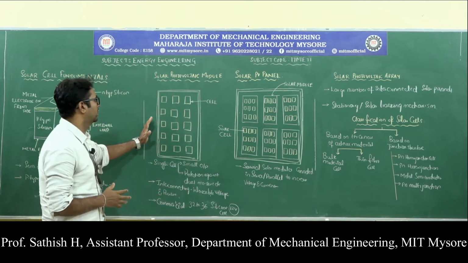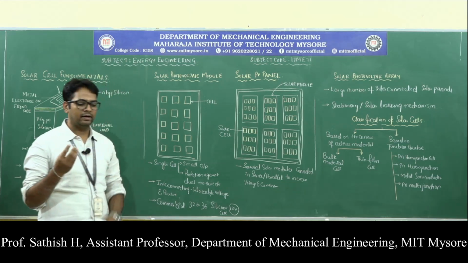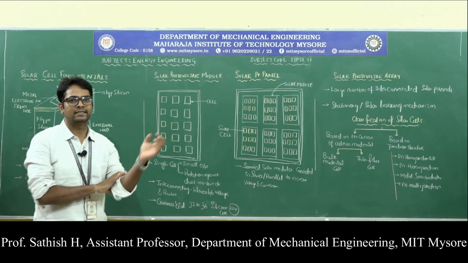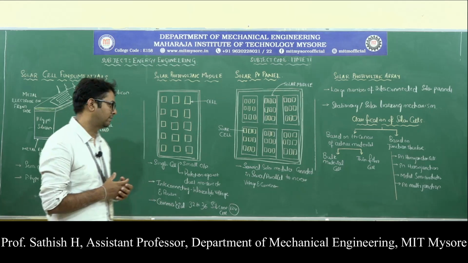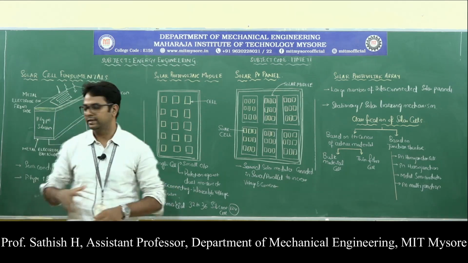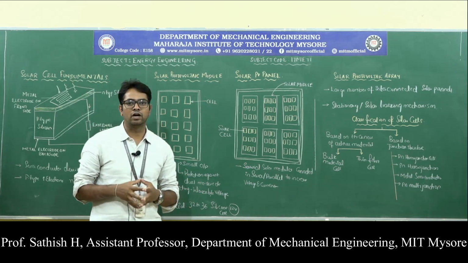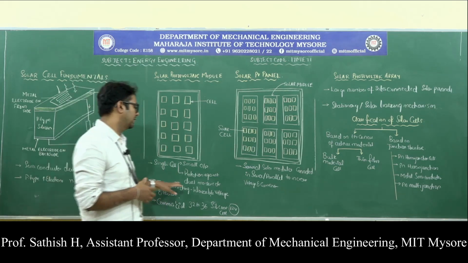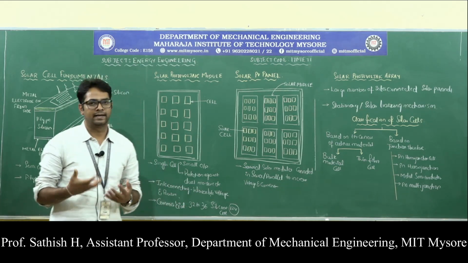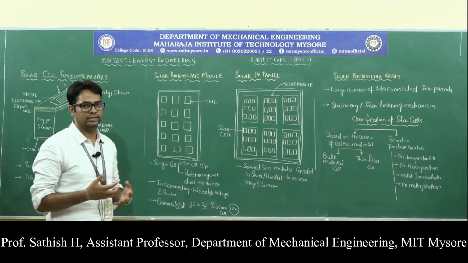So next we have the solar photovoltaic module. Why do you need a module? A solar photovoltaic cell is the basic, fundamental element. A single cell has a very small output, and it doesn't protect against dust or moisture. That is one more disadvantage of it.